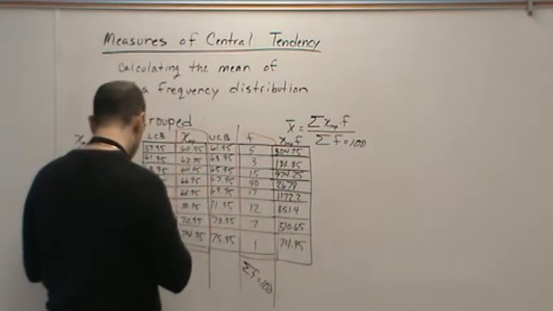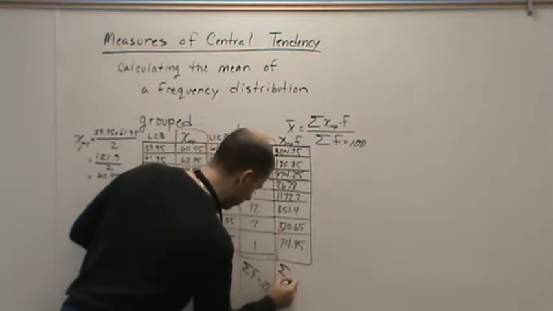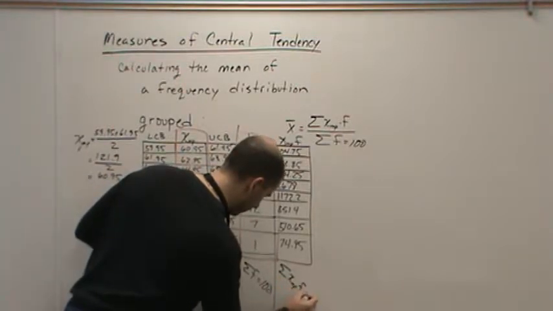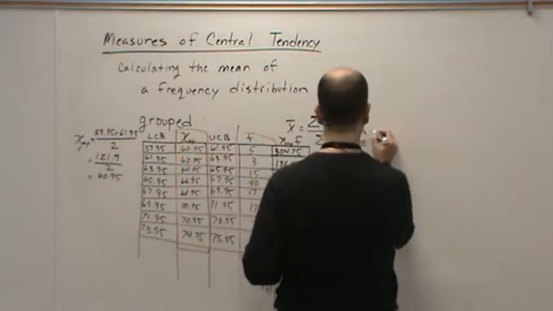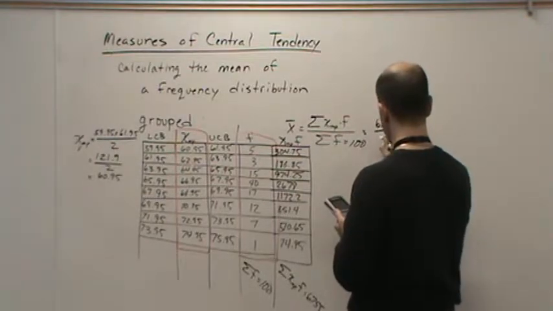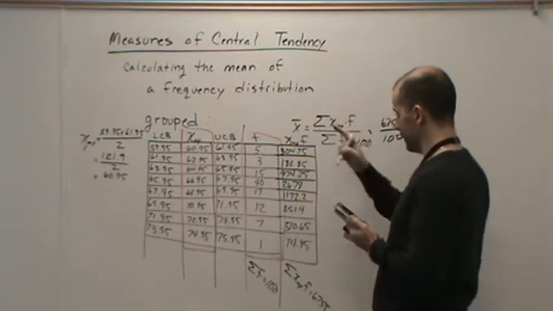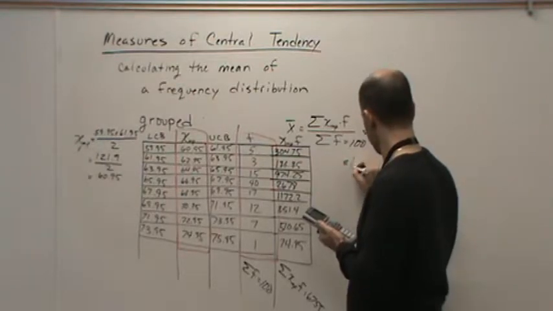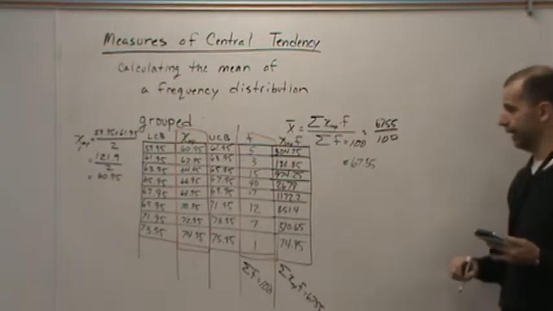Okay, and if you add those up, you get the numerator, so this is the sum of x_MP times f, which is 6755. Okay, so now I have 6755 divided by 100, and so the average of this distribution is 67.55. Okay, that's the average.